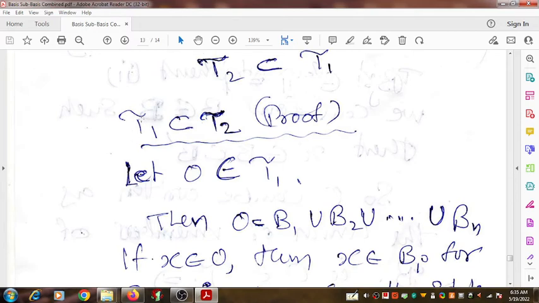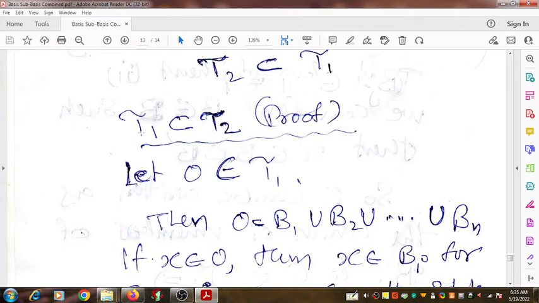What is τ1 actually? τ1 is a collection of open sets in X. τ2 is another collection of open sets in X. Two different collections of open sets are taken, τ1 and τ2. We want to show that the first collection is a subset of the second collection.